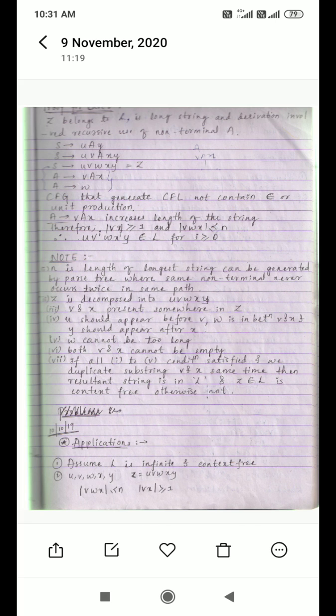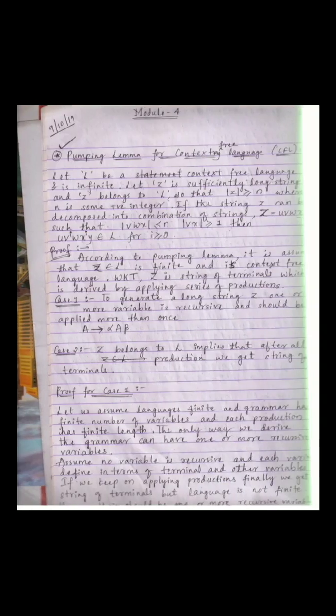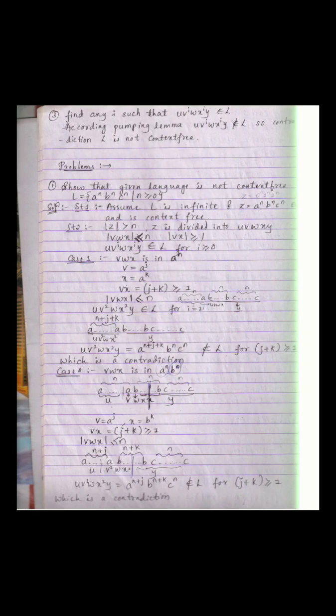Second step: there, you divide the string into 3 substrings. Here, you divide it into 5 substrings. z equals uvwxy, where |vwx| is less than or equal to n, and |vx| should be greater than or equal to 1. Next we'll see how it can be split up.